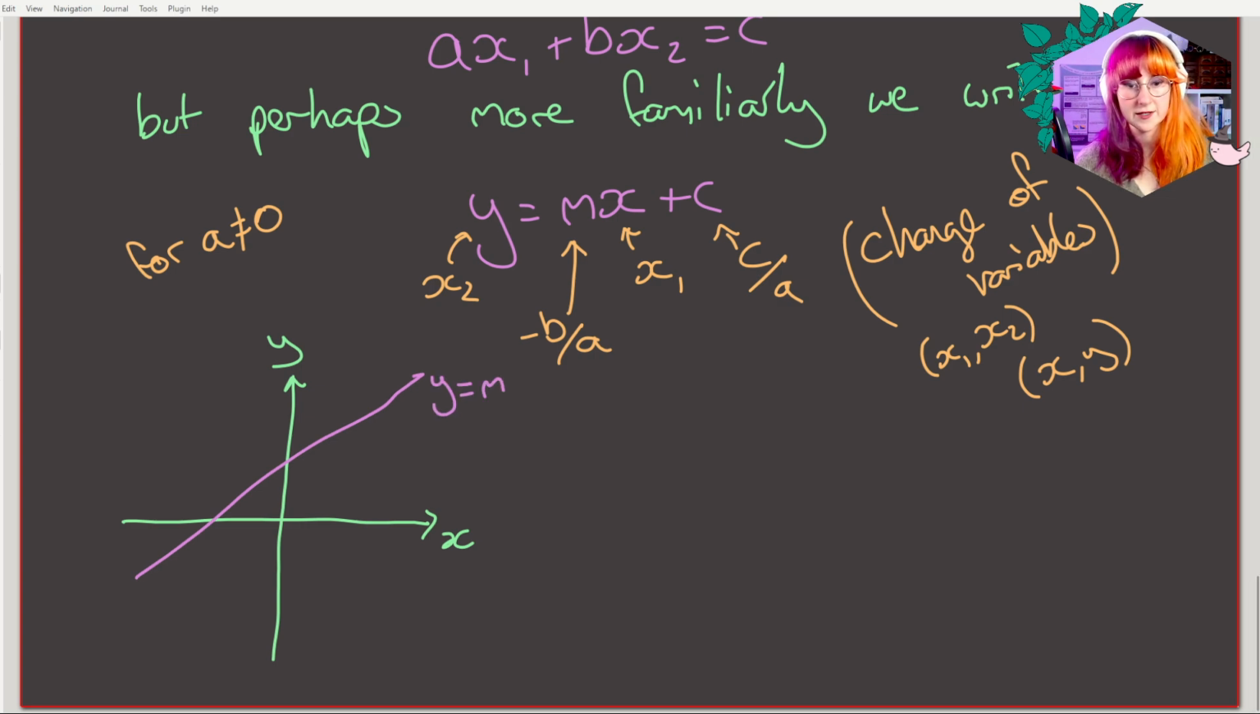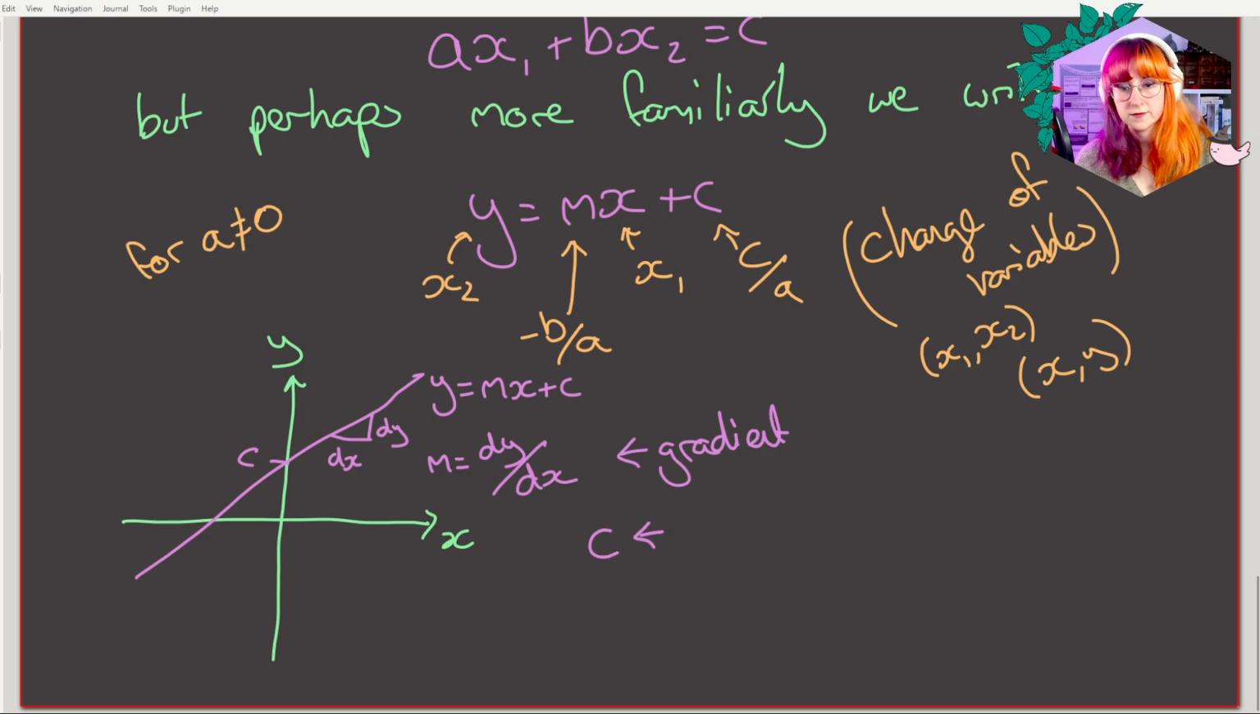So that's our line, y is mx plus c. And what we say is that c is called our y-intercept. It's where the line crosses the y-axis. It's the value that the line crosses the y-axis. And our m is our gradient. Specifically, c is the value that y takes when x is equal to 0.